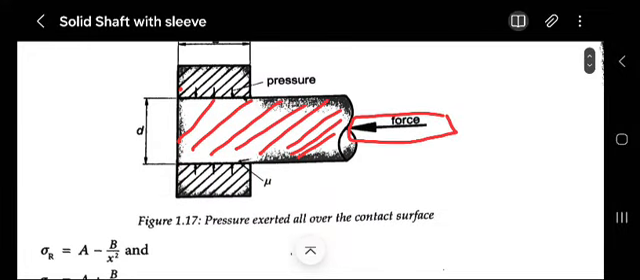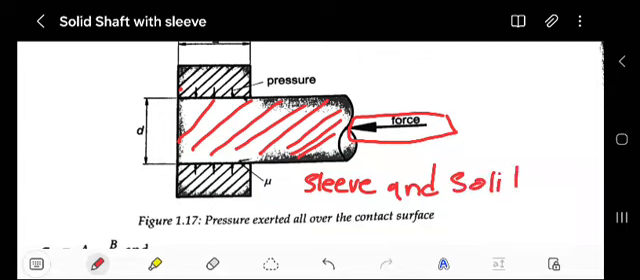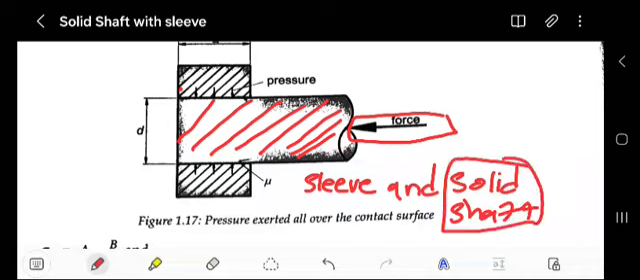If you're given a shaft in a sleeve, remember we are dealing with the sleeve. First we were dealing only with the cylinder. Now it's a sleeve and the solid shaft, or you can say the solid shaft and the sleeve or big cylinder, is what we are trying to say here. Now we are trying to put the shaft in, like that.